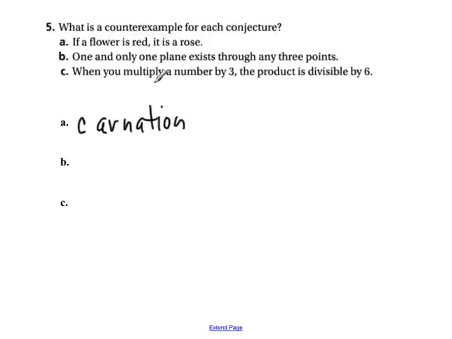How about letter C? When you multiply a number by 3, then the product is divisible by 6. Well, what if we took 3 times 5? That gives us 15. Is 15 divisible by 6? No, it is not, so that's a counterexample. That one proves that it is false. That is not a true conjecture.